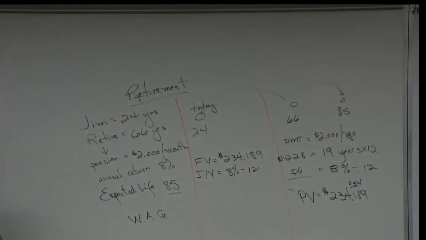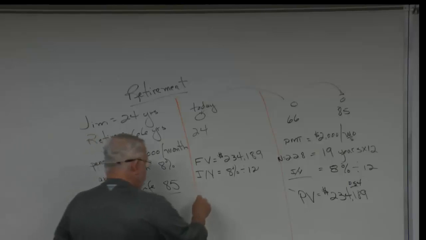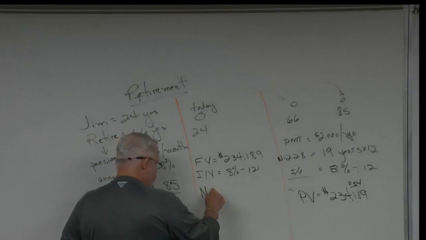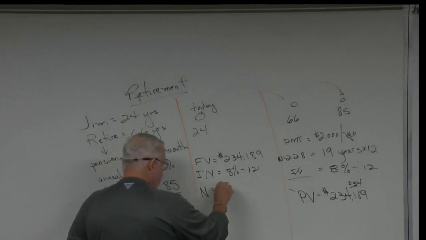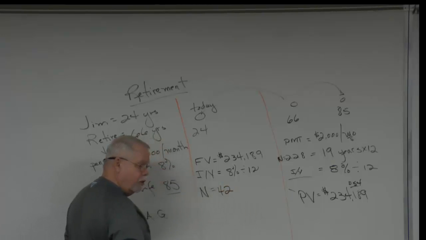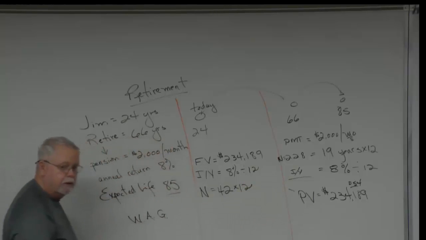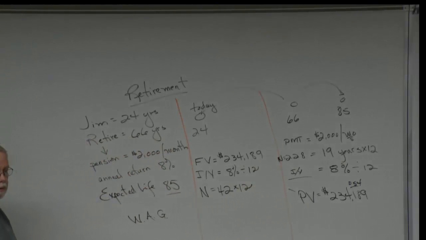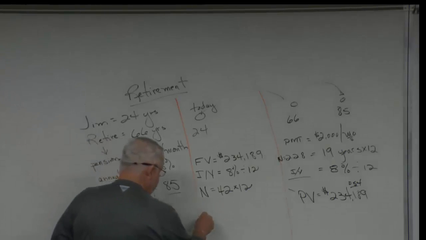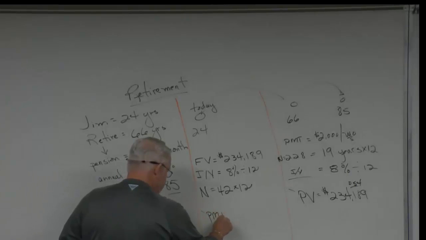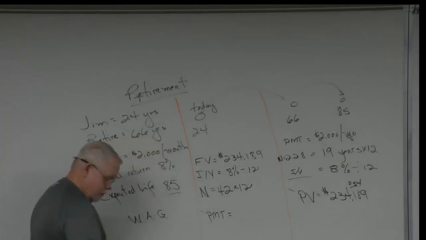42? 42 years. So you're going to make a payment once a month for 42 years. So 42 times 12 is your N. 504. Okay. What do you want to calculate? Payment. Calculate the payment. Compute the payment. Tell me what you get.